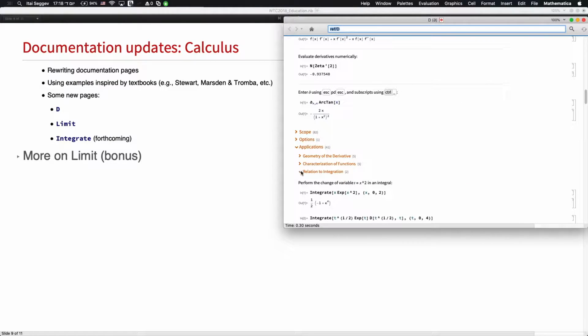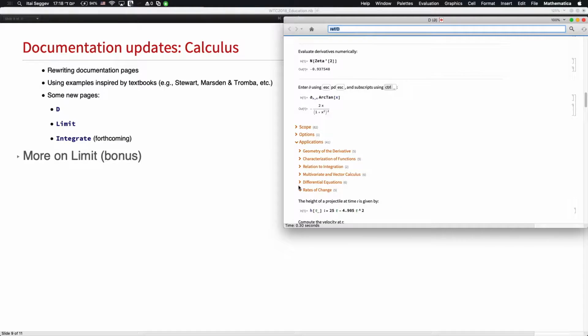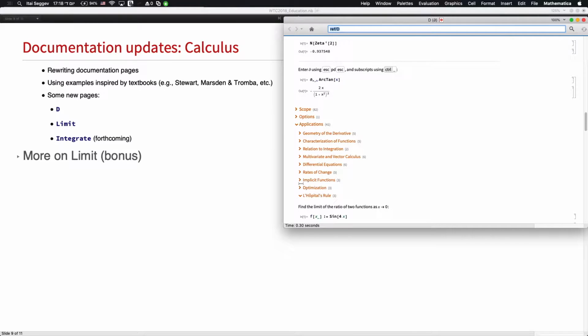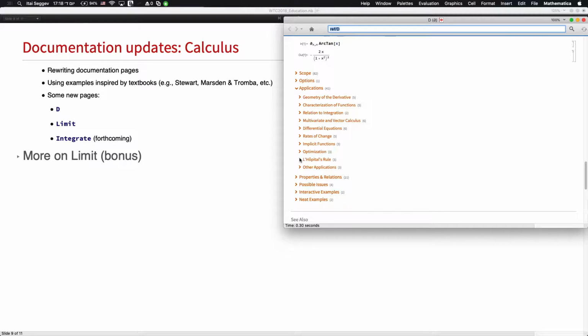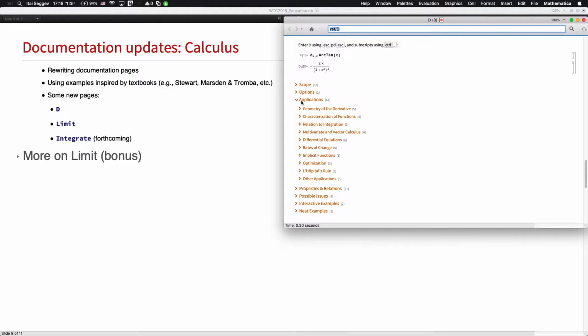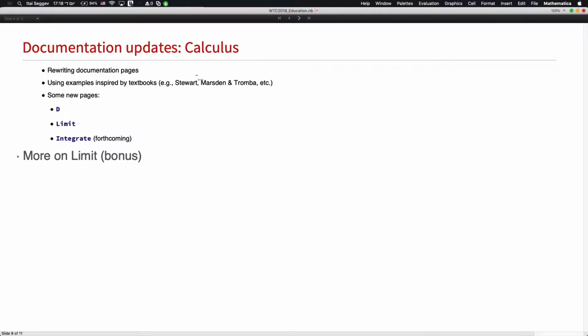Did I skip relation to integration, multivariate rates of change? I feel like there are examples missing from here. Are we having a build problem? But anyway, lots of examples.